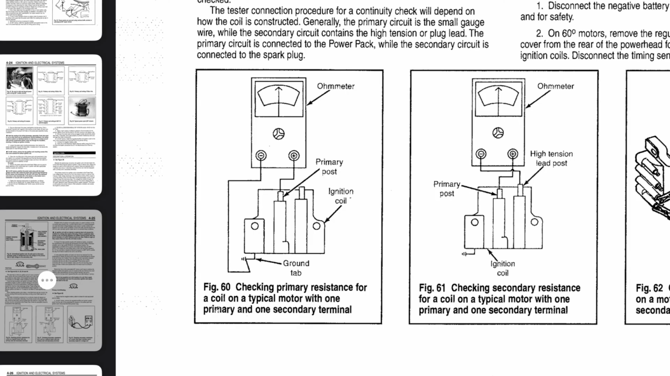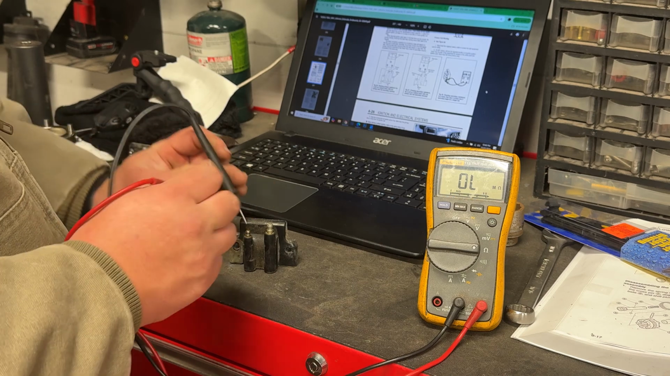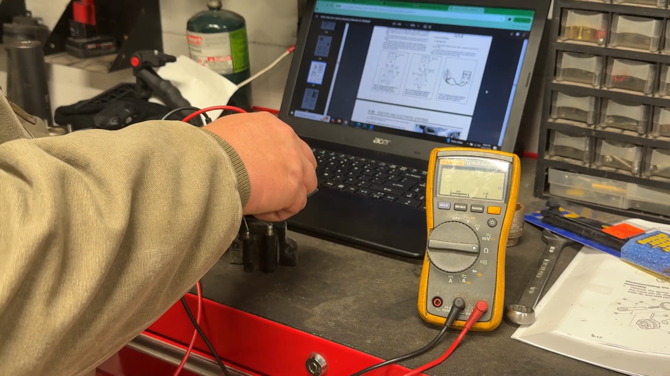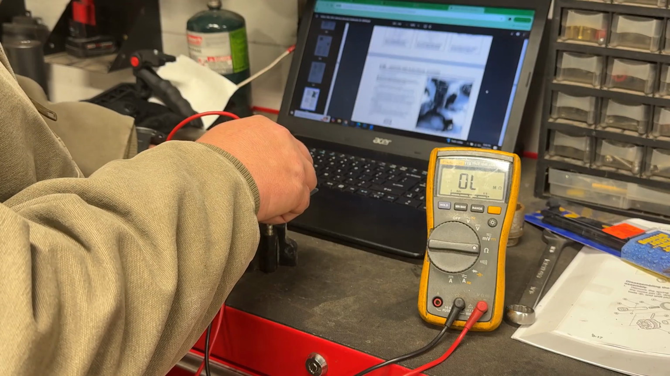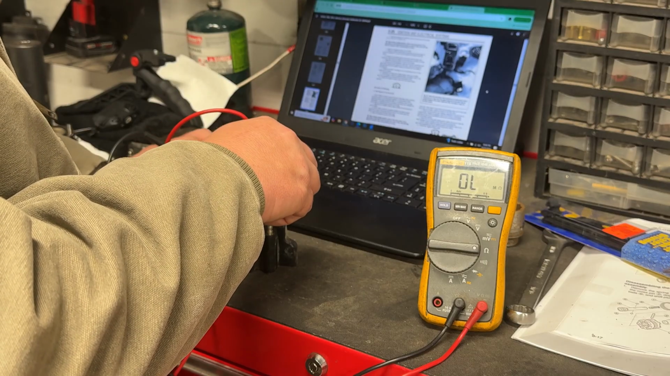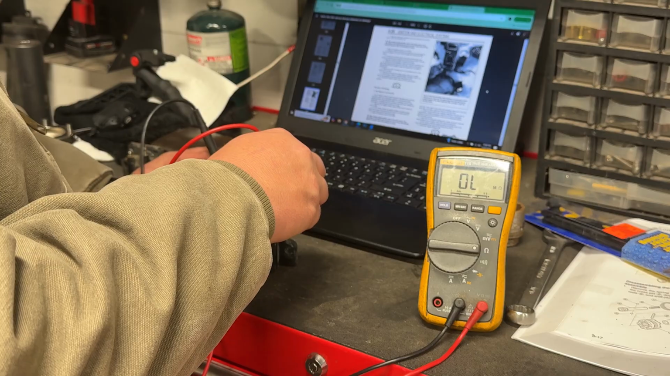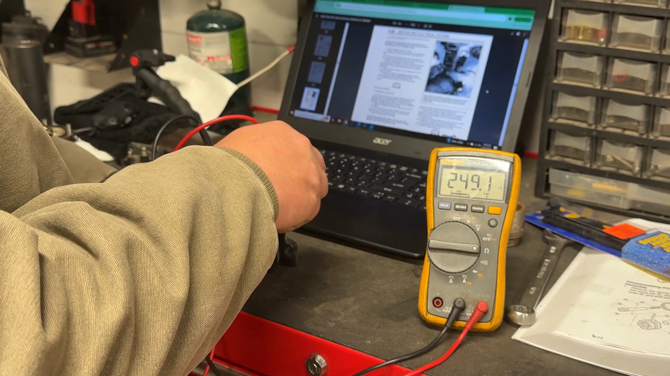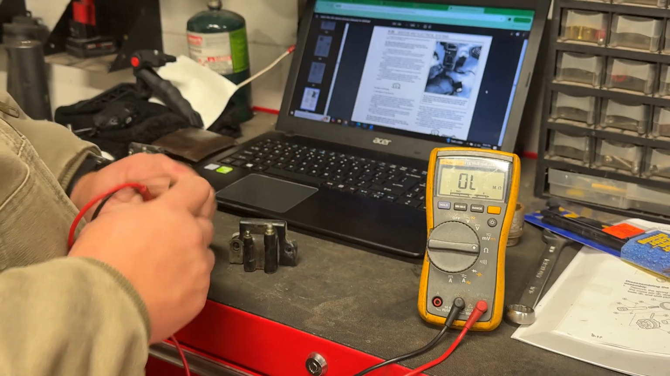Now we're going to test the secondary coil, and that's just between the two plugs here. This reading should be 225 to 325 ohms. So this coil is good.